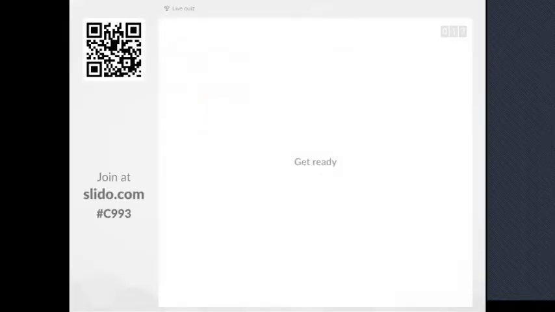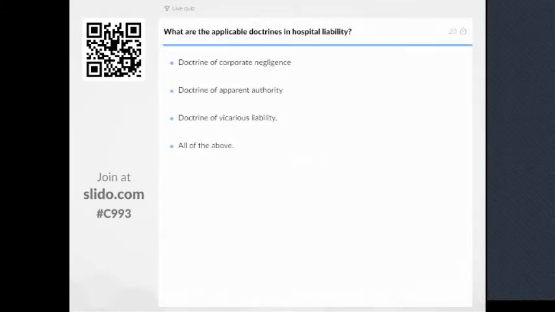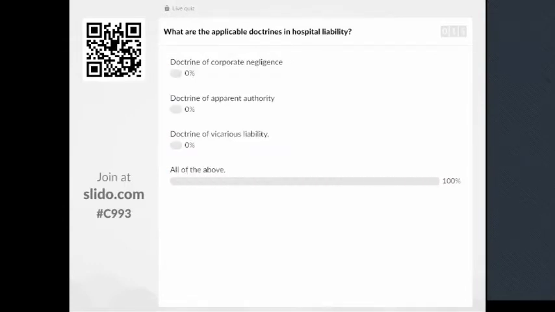Okay, another review check, another question, opportunity for you to get some more points. What are the applicable doctrines in hospital liability? So you have doctrine of corporate negligence, doctrine of apparent authority, doctrine of vicarious liability, or all of the above. So the correct answer is all of the above.